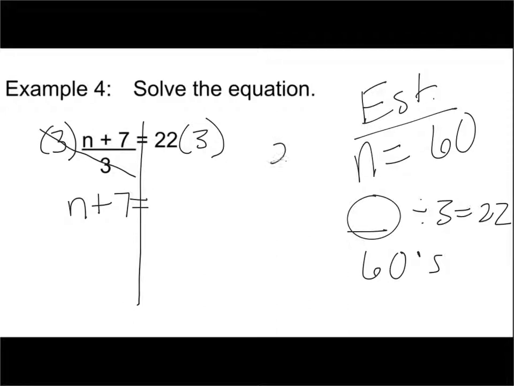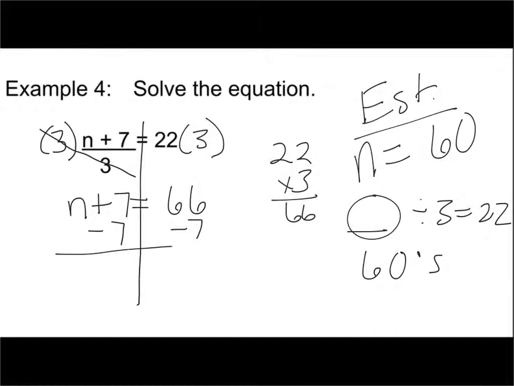22 times 3, let's see, 66. Okay, so we're at 66. So our next step, we've got n plus 7. The opposite of a positive is a negative, so we're going to subtract 7 from both sides. The positive and the negative 7 are going to cancel to equal 0. That's going to leave us with n.